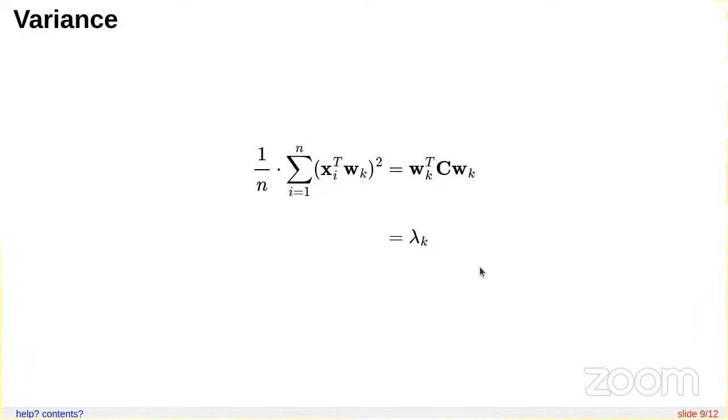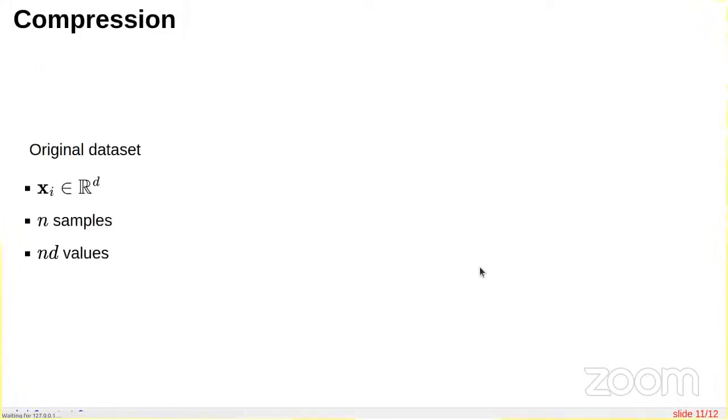There are two equivalent views. One is error minimization, which is the same as variance maximization. And finally, in doing all this, where does compression happen? You have n samples and d dimensions, so you have nd values that you have to store. Where are we compressing this data set finally?